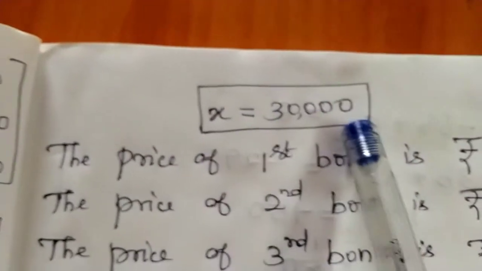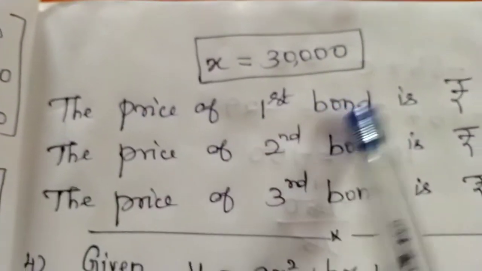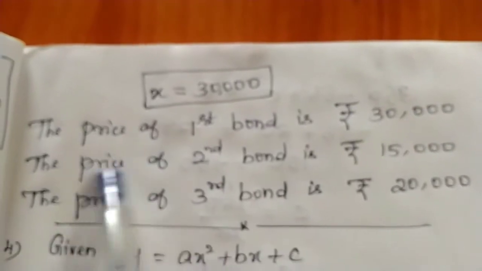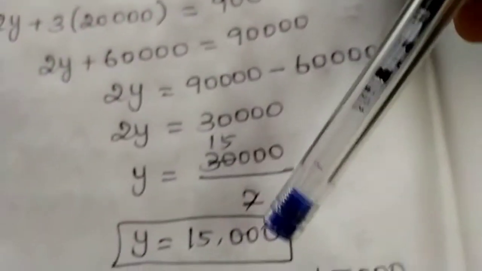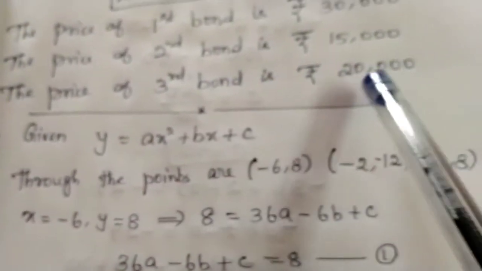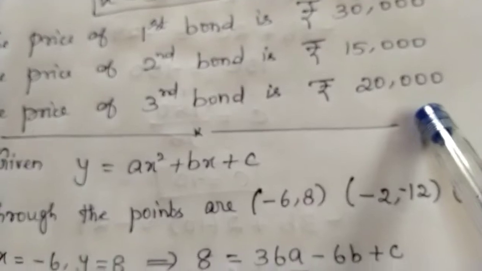x equal to 30,000. Therefore, the price of the first bond is rupees 30,000. The price of the second bond is rupees 15,000. The price of the third bond is rupees 20,000. Get the answer. Okay.